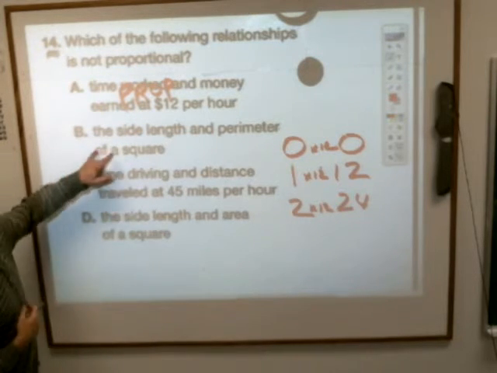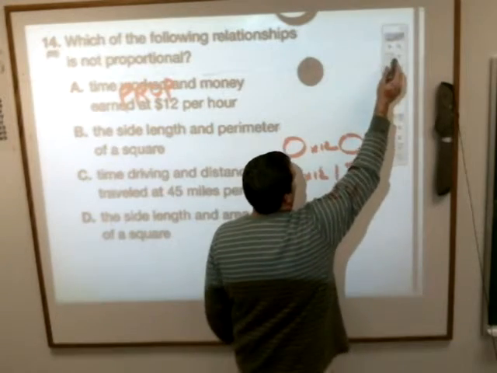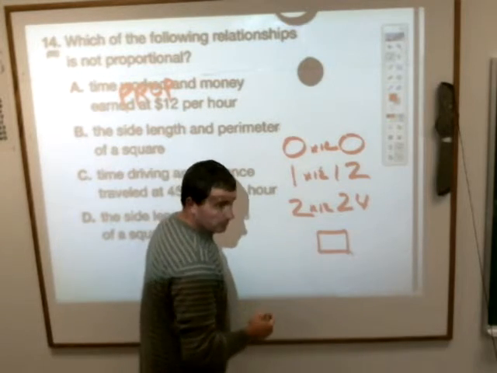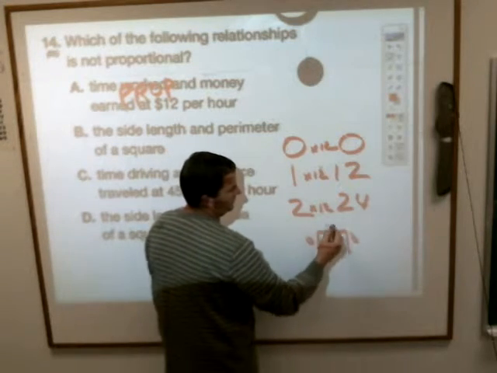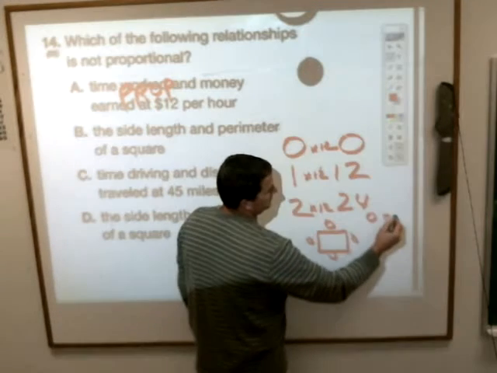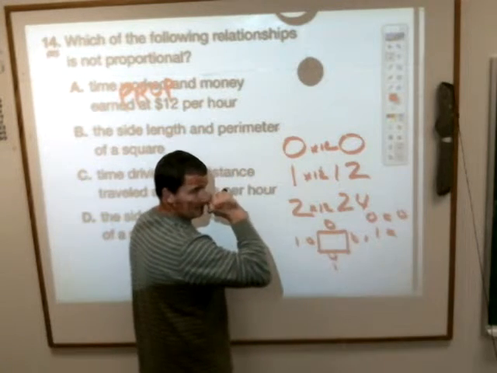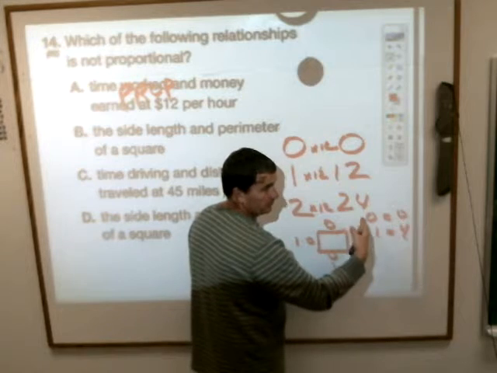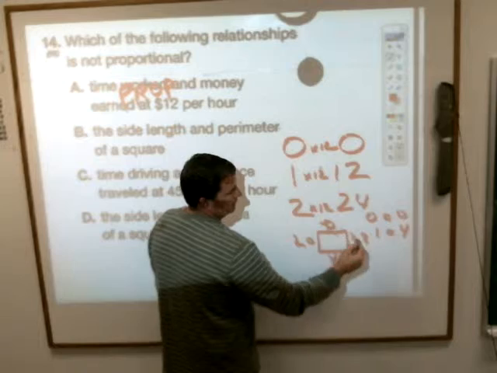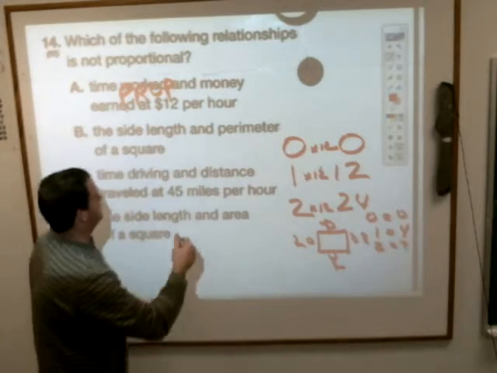Second one, the side length and the perimeter of a square. So if you think about a square, first of all, square sides are equal. If your side is 0, is your perimeter going to be 0? Yes. So 0 equals 0. If your side is 1, what's your perimeter? 4. So we know our scale factor has to be 4 for this to be proportional. If I do 2, what's my perimeter? 8. So you know that that's going to work. So this is definitely proportional.